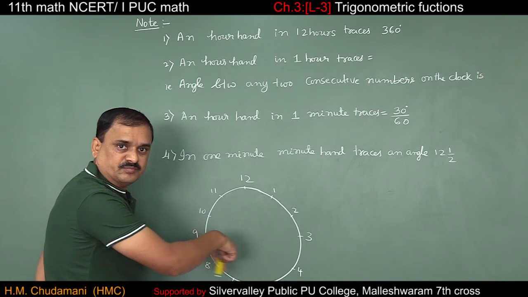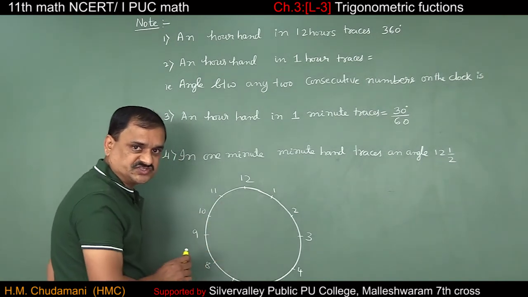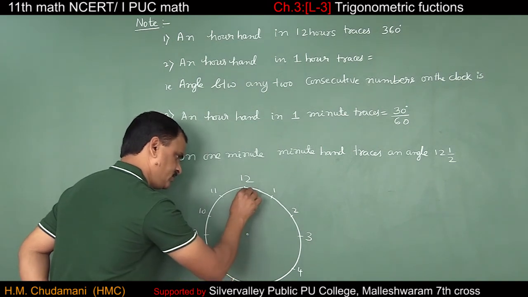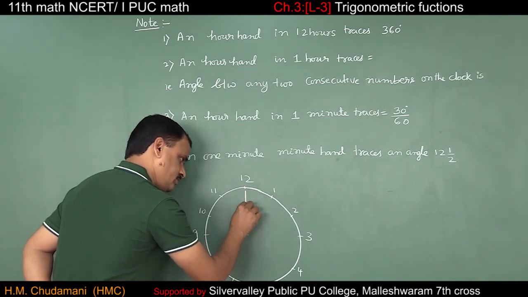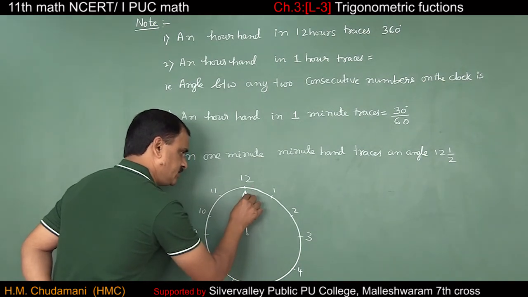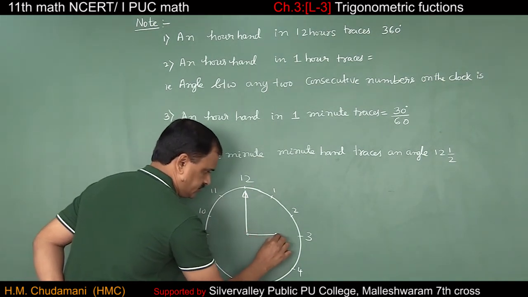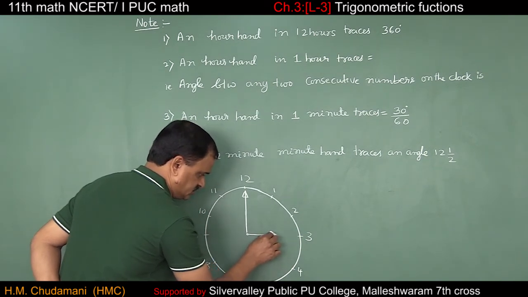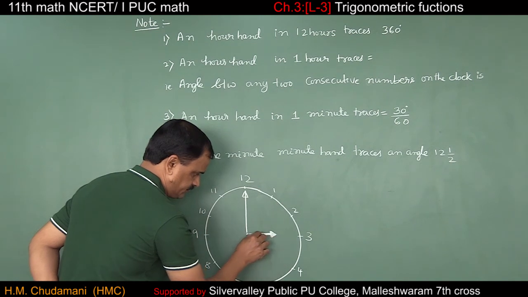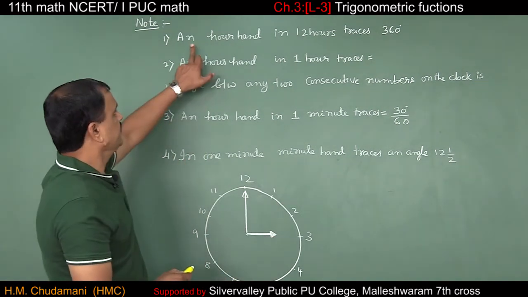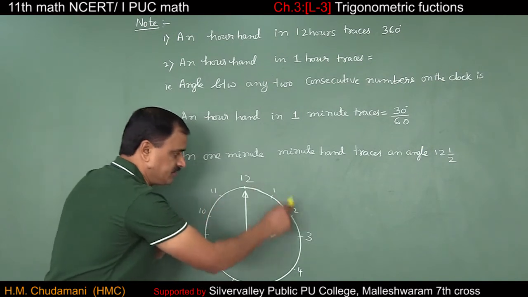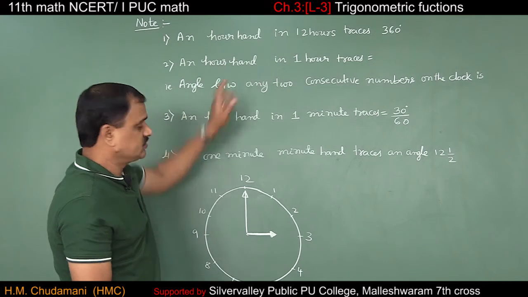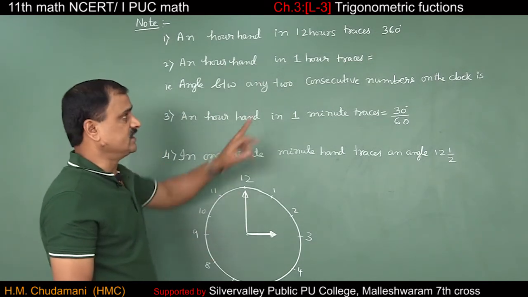Question 12. The complete circle, one revolution, equals 360 degrees. So this is the center, let us see. This is the minute hand of a clock. This is the hour hand. An hour hand in 12 hours has to travel from 12 back to 12, which traces 360 degrees, one complete revolution.